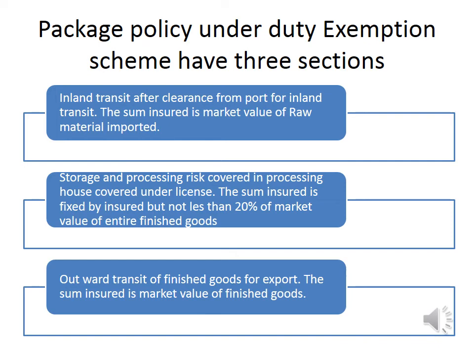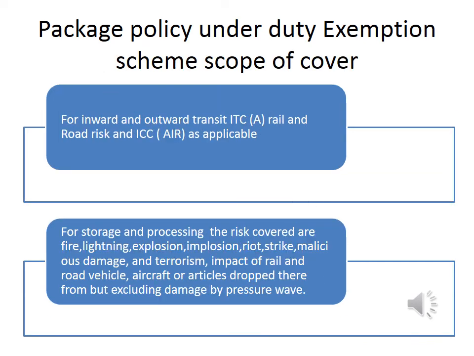The storage and processing risk is covered in the processing house, covered under license. The sum insured is fixed by the insured, but not less than 20% of the market value of the entire finished goods. And then the outward transit of finished goods for export. The sum insured is the market value of the finished goods. It cannot exceed that. The scope of cover under this package policy is for inward and outward transit, that is from the port or airport.